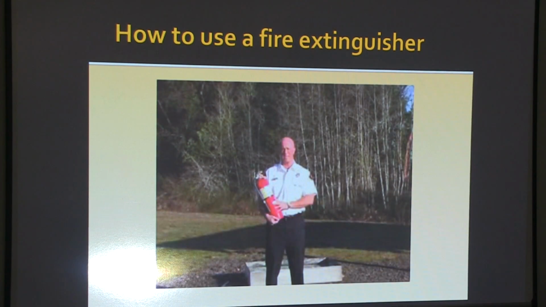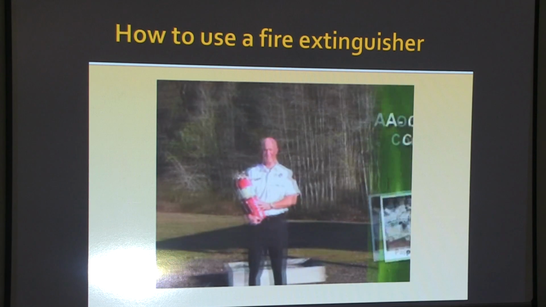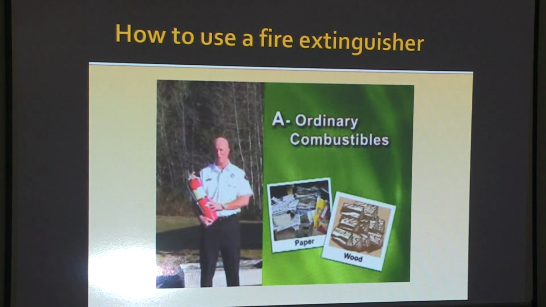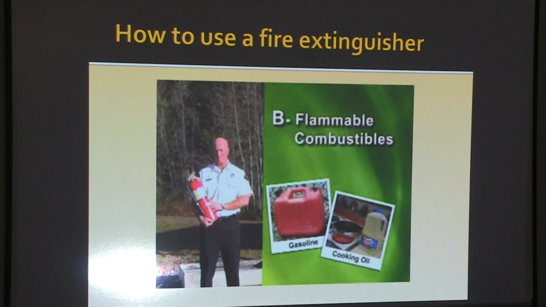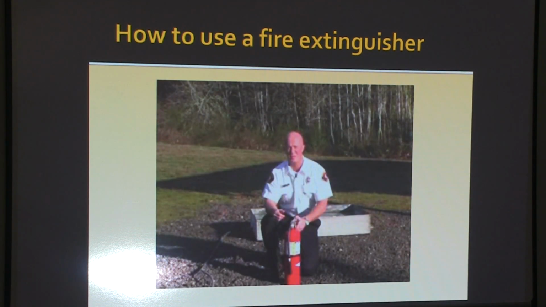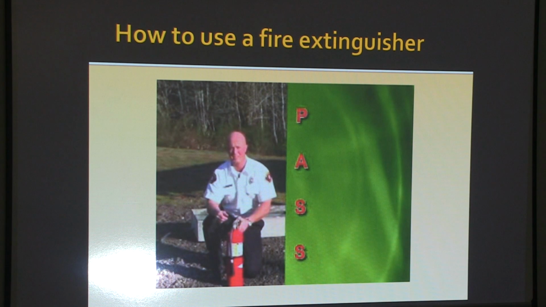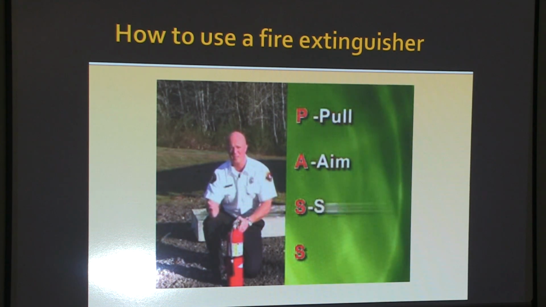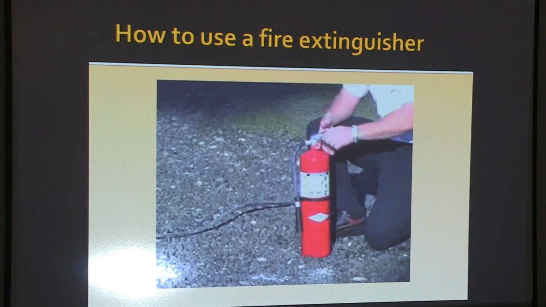Fire extinguishers are rated A, B, and C fires. A being ordinary combustibles such as paper and wood products. B being flammable and combustible liquids such as gas. C for electrical fires such as your toaster or blender. To use the extinguisher, remember PASS: Pull, aim, squeeze, and sweep.